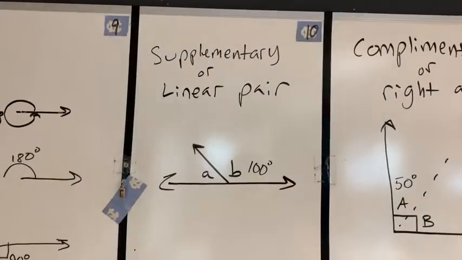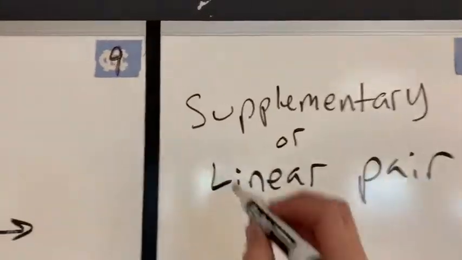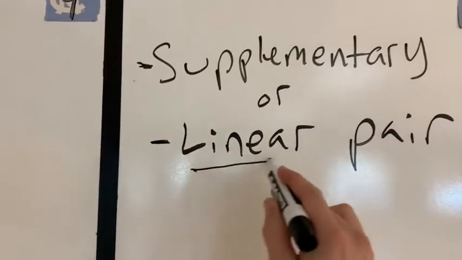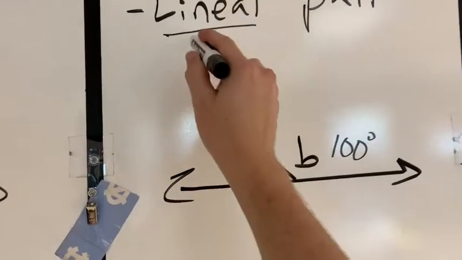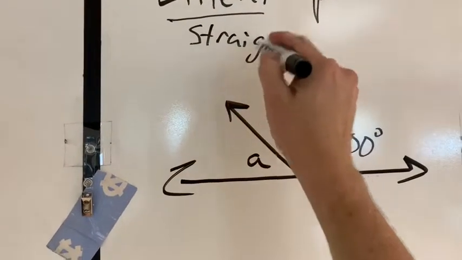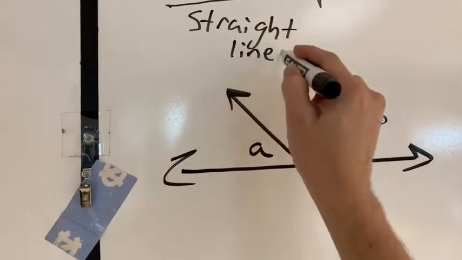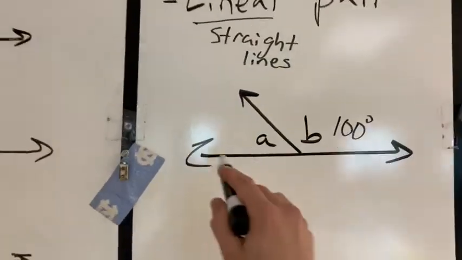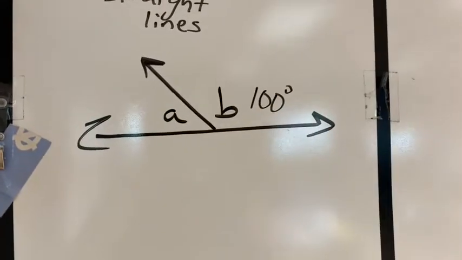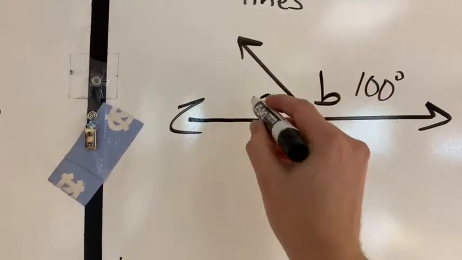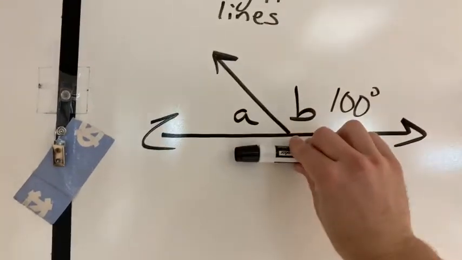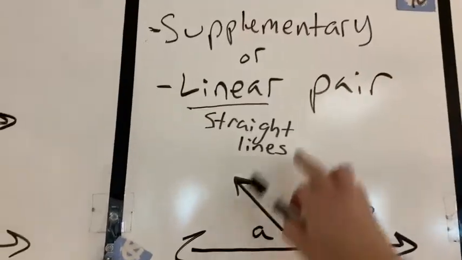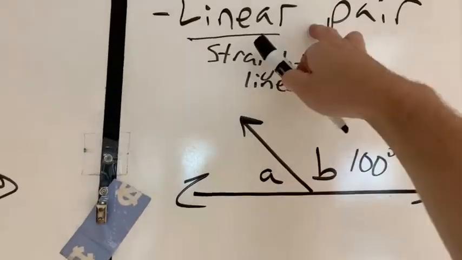The first relationship has two different vocab words for it. We can call this supplementary, or we can call it a linear pair. We call it a linear pair because it always has to do with straight lines, and all linear relationships, as we know, have to do with straight lines. So whenever you have a super straight line like this, and you have another line that's cutting it up, we have two parts now that are sitting on that line. That means they're supplementary or they're a linear pair. A and B are supplementary. A and B are a linear pair.